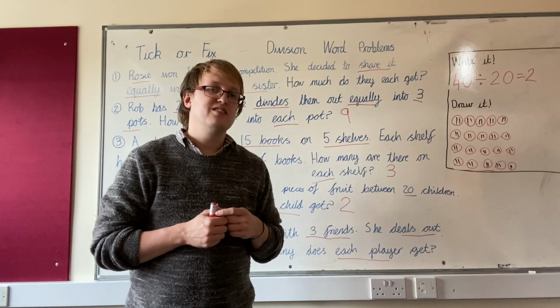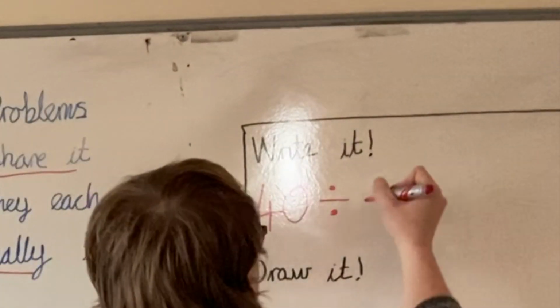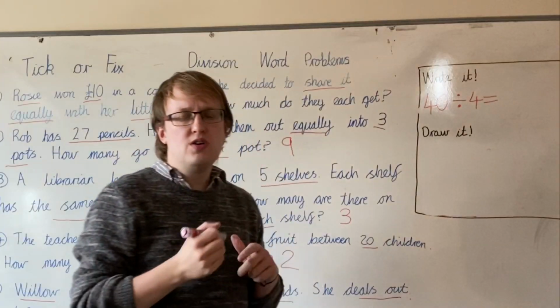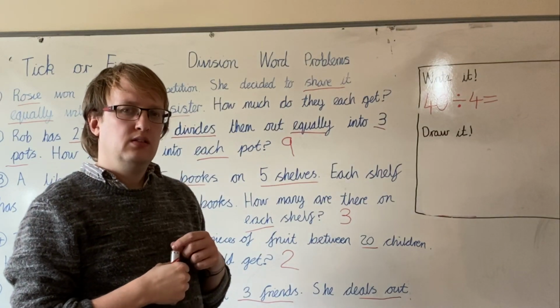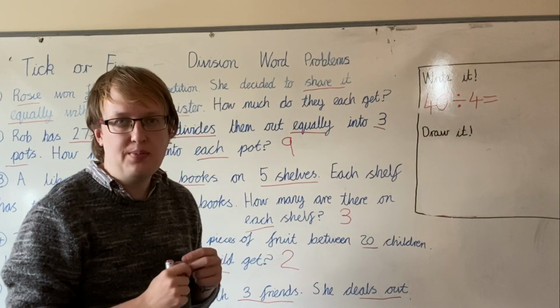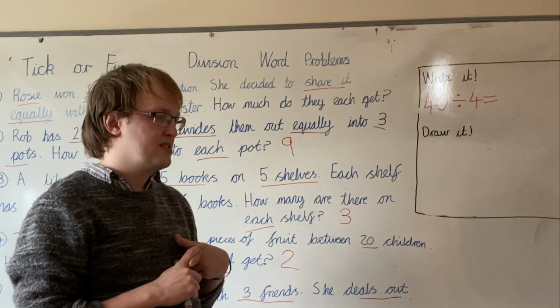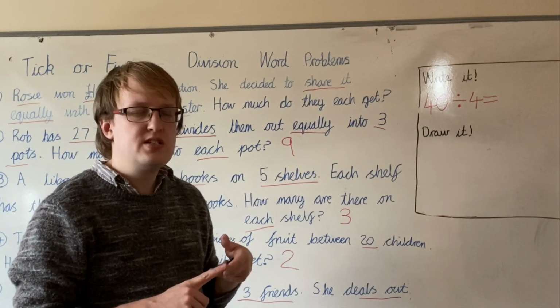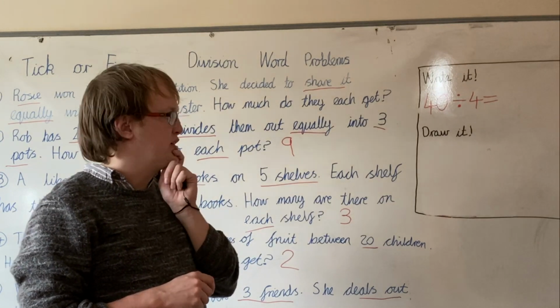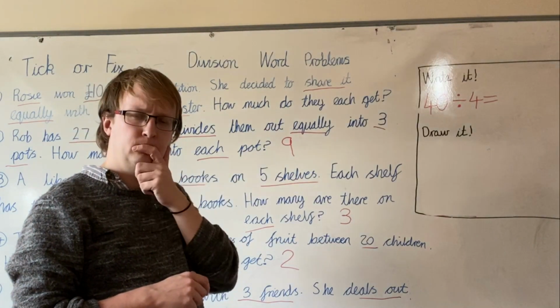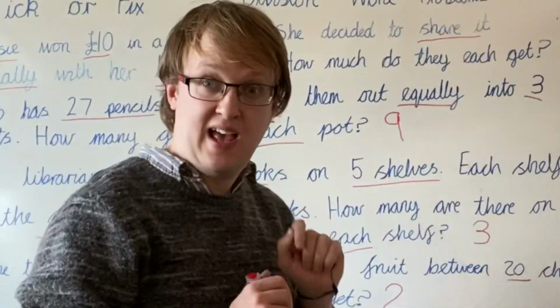What's the calculation? What do you think the answer is? Think about your 10 times table. 1 times 10 is 10, 2 times 10 is 20, 3 times 10 is 30, 4 times 10 is 40. 10.